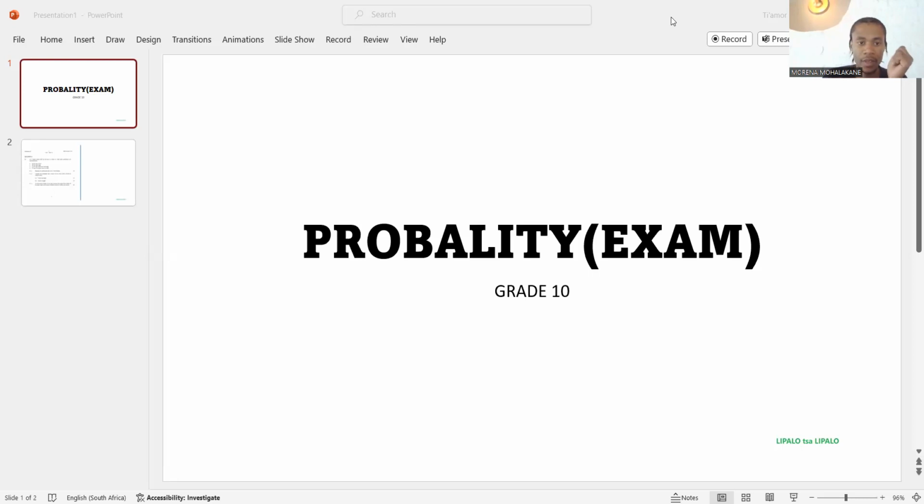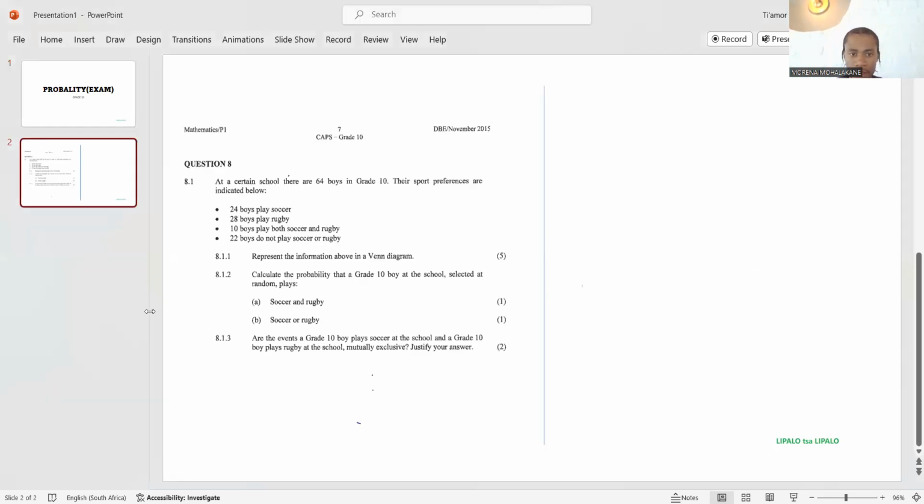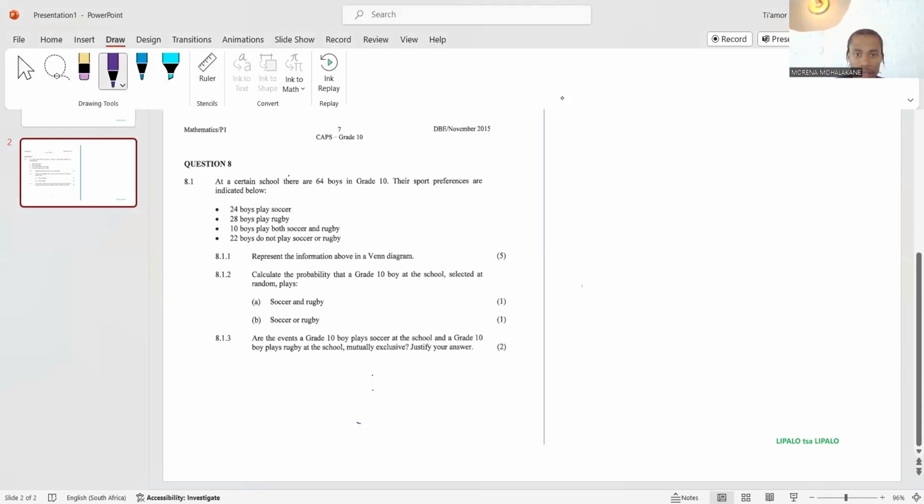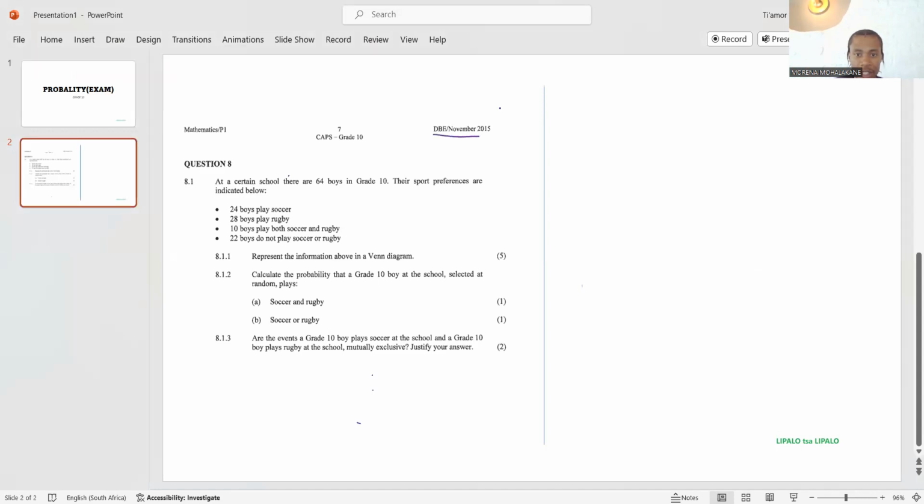Sure. So we'll look at the questions on this 2015. This is exactly from the question paper. As you can see there, you have the Department of Education, November 2015.